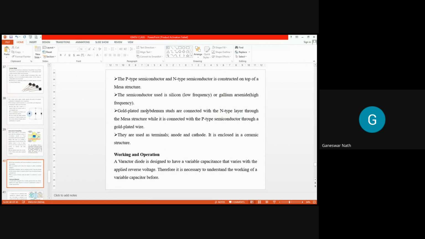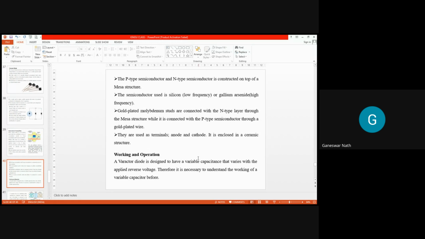Now you can see the p-type semiconductor and n-type semiconductor are constructed, things I have already told you. The gold plated molybdenum slots are connected to the n-type and also the p-type for making contact, or to develop the contact potentials. Then the working: coming to the working, a varactor diode is designed to have variable capacitance that varies with the applied reverse voltage.